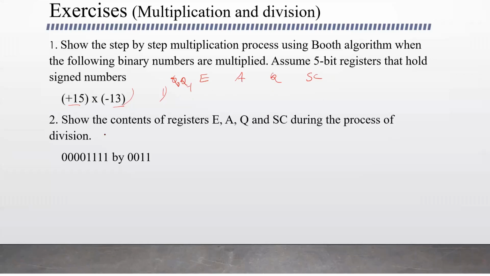Bring the result, show the final result. And the second question is show the contents of registers E, A, Q, and SC during the process of division. What we saw in the last class. The numbers given are, this is our dividend, and this is the divisor 0011. We learned the algorithm. You have to show the registers E, A, Q, and SC.